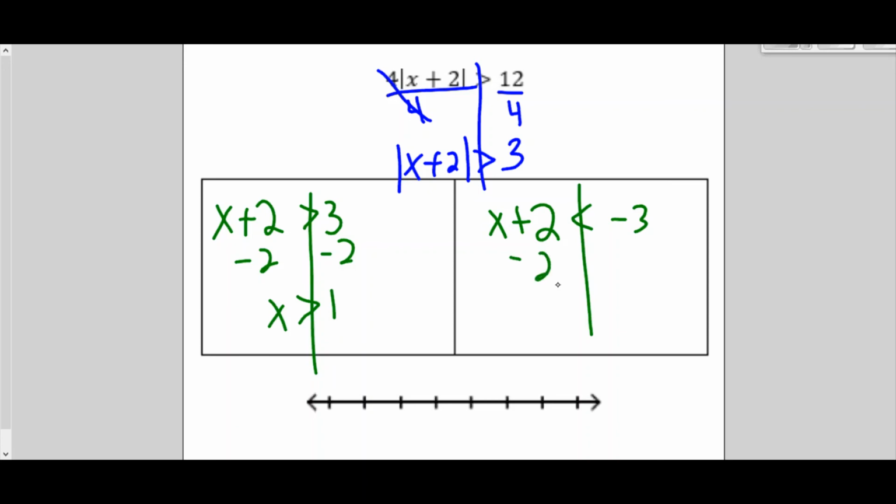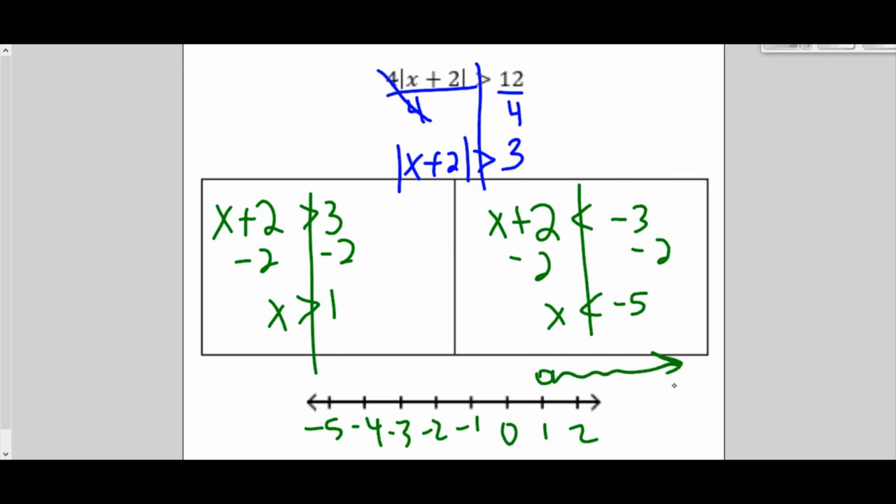Just finishing this one up, you would subtract 2, so x is bigger than 1. Subtract 2, so x is less than negative 5. So you're going to shade everything outside of 1 and negative 5. So negative 5, negative 4, 0. For your shading, open circle at 1. It says x is bigger than 1, so you're going to shade to the right. And then open circle at negative 5. It says x is less than negative 5, so shade to the left. This is what your solution region looks like for this example.